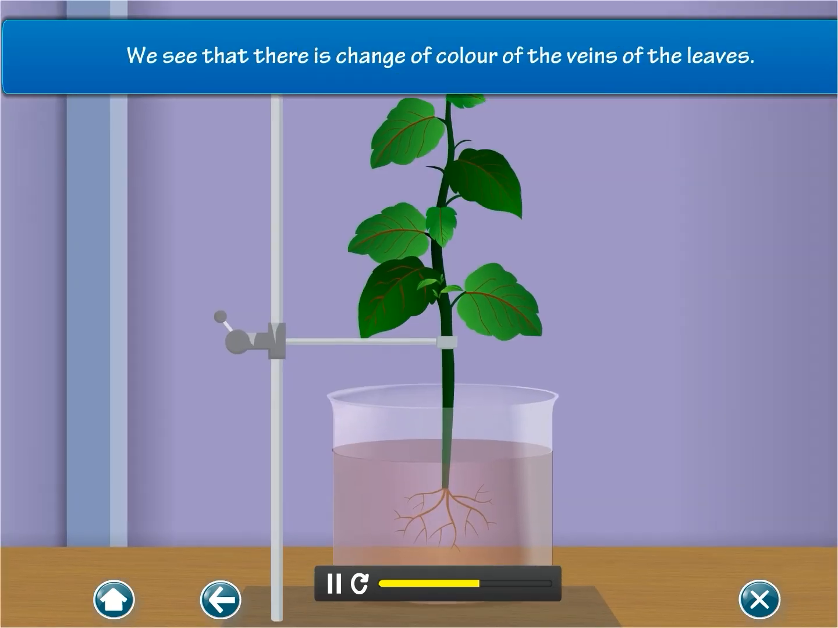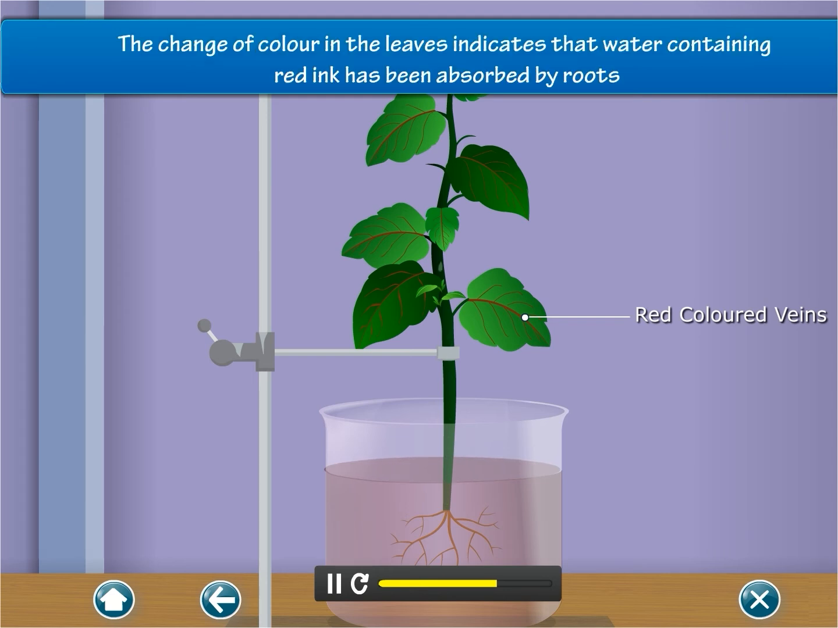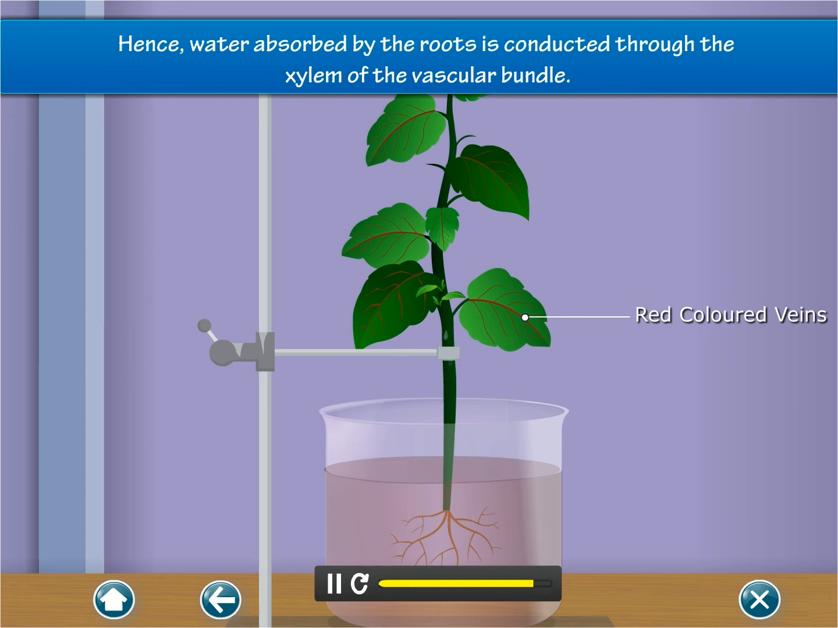We see that there is a change of color of the veins of the leaves. The change of color in the leaves indicates that water containing red ink has been absorbed by the roots and then transported or conducted upwards to other parts. Hence, water absorbed by the roots is conducted through the xylem of the vascular bundle.